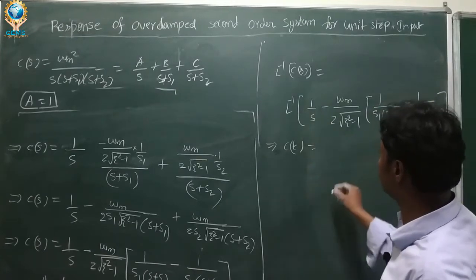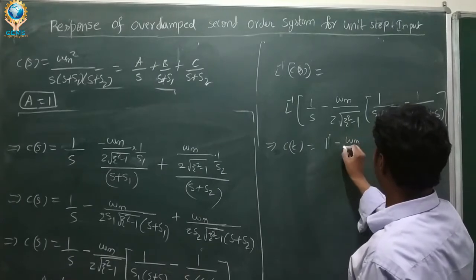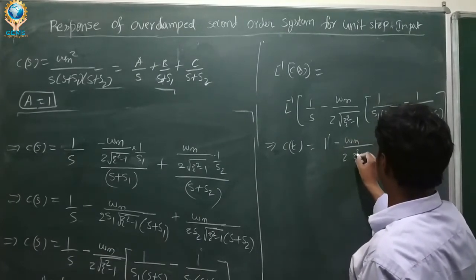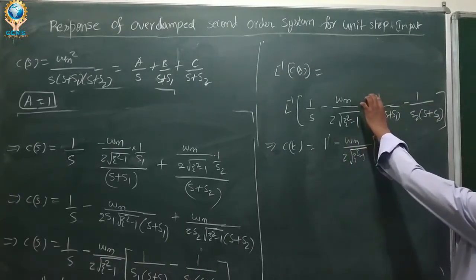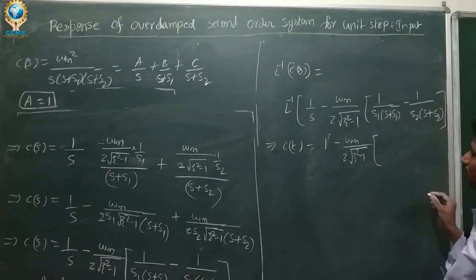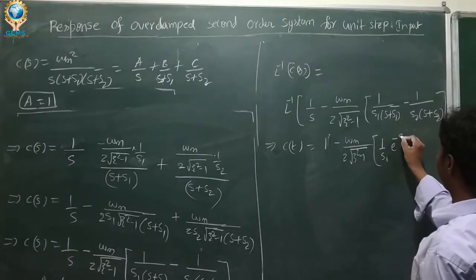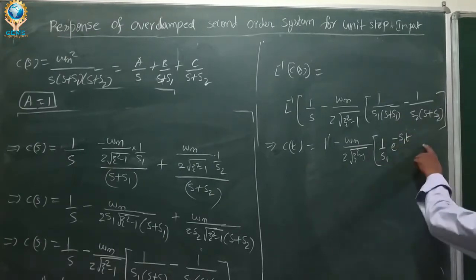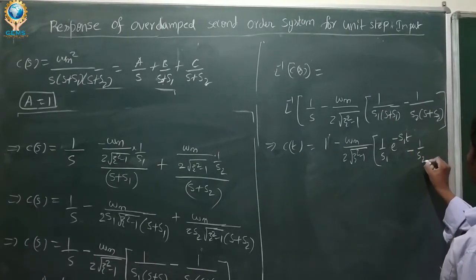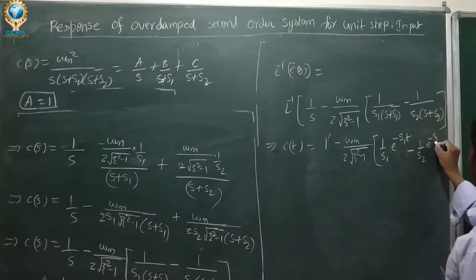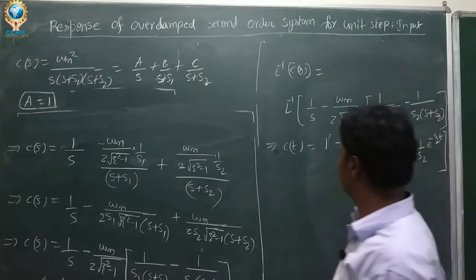So what happened? L inverse of 1 by S is 1. So minus omega n by 2 root zeta square minus 1. So L inverse of 1 by S plus s1, and this is 1 by s1, so this becomes e raised to minus s1 t. And the next one, you apply L inverse to this, minus 1 by s2 e raised to minus s2 t. So this is the expression we got.